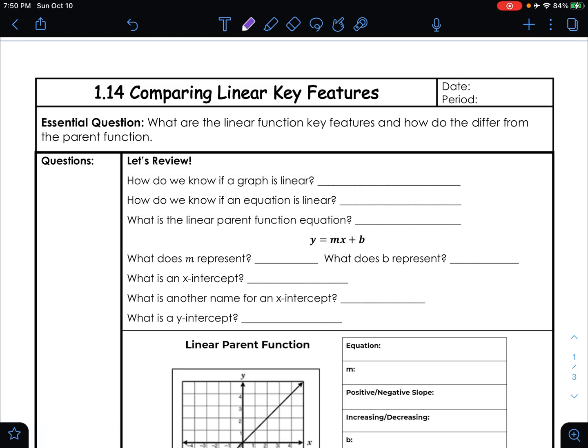Hi everyone, in this video we're going to be comparing linear functions. So what are the linear function's key features and how do they differ from the parent function?